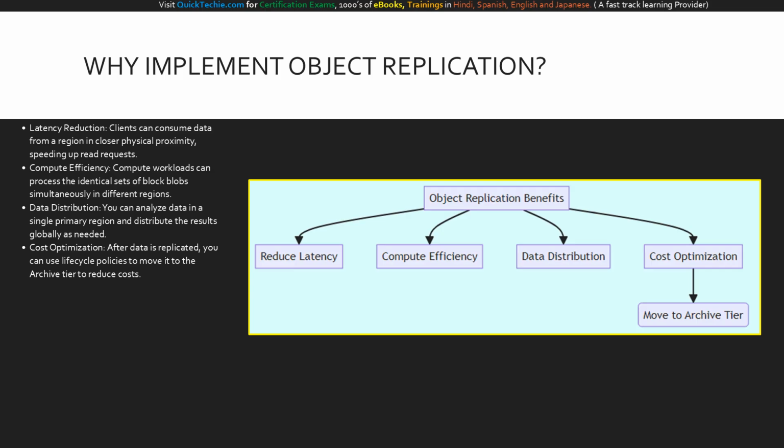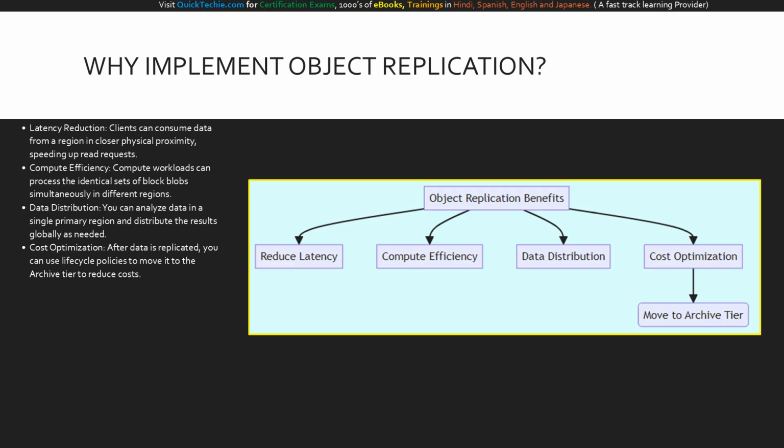Your compute workloads can process the exact same sets of block blobs simultaneously across different geographical regions. Thirdly, it offers excellent data distribution capabilities. You can process large data jobs in a single region and effortlessly distribute just the results to other regions. Finally, it unlocks massive cost optimization. Once data is safely replicated, you can apply lifecycle management policies to move that replicated data into the highly affordable archive tier.